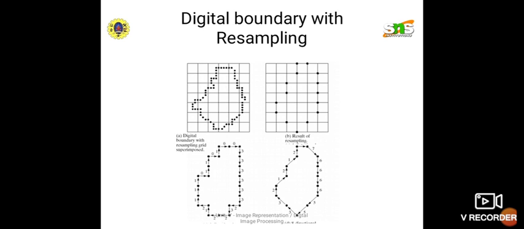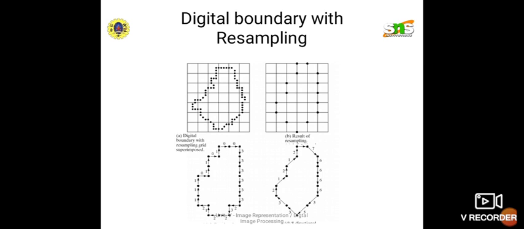Based on this, let us consider a boundary given in the first diagram, a digital boundary with some resampling grid. The resamples are shown in the second figure. In the first top figure, a lot of dots are given, representing the boundary. If we have a lot of samples, then we require a lot of data to represent it, which is a cumbersome process for computation. Also, if any noise affects the boundary, that changes the direction and the value of the chain codes.